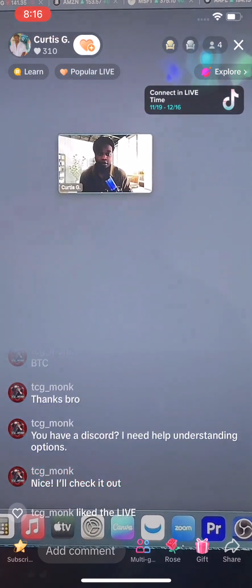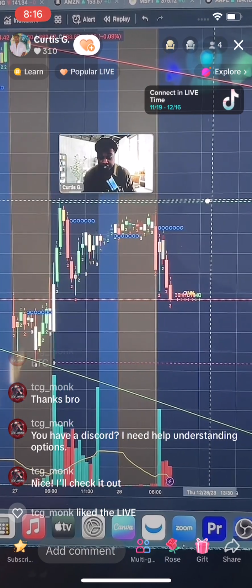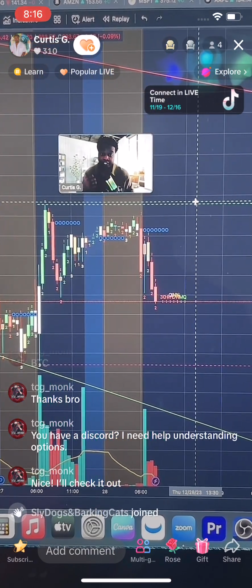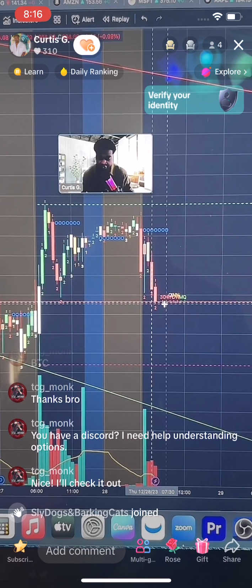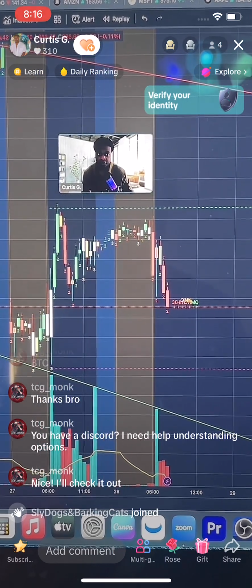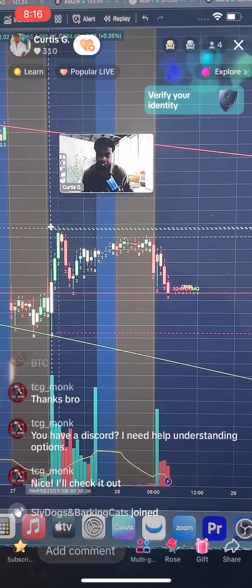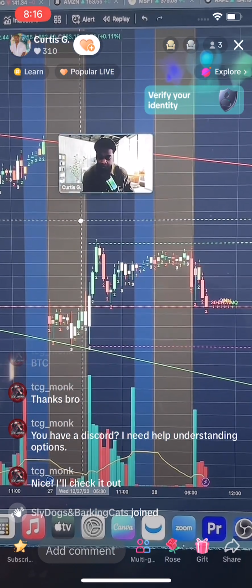Let me bring it up. So here's Costco. Like I said, for the day, short-term trading, it's got some very bearish sentiment, as we can see here with Costco. There was even a strong gap down from yesterday, as you can see on the left-hand side of the screen.